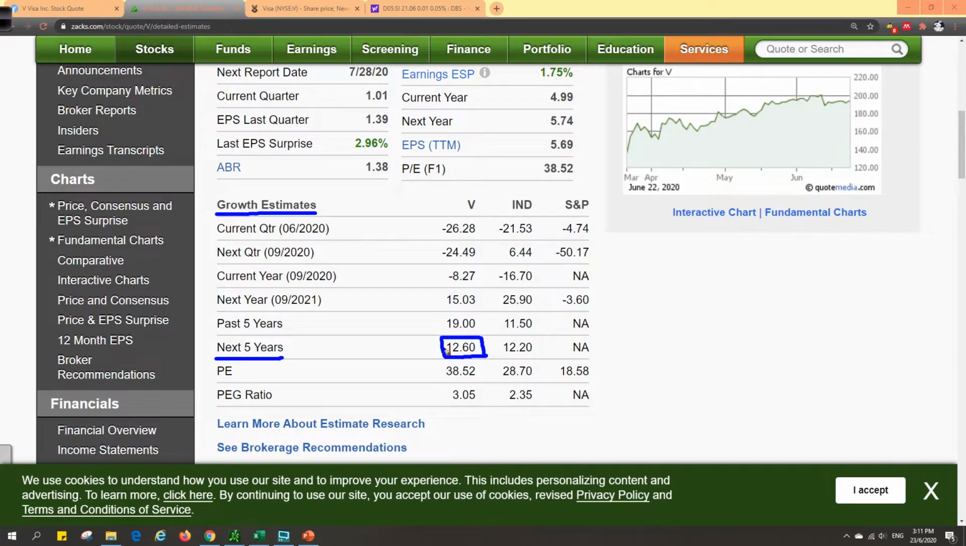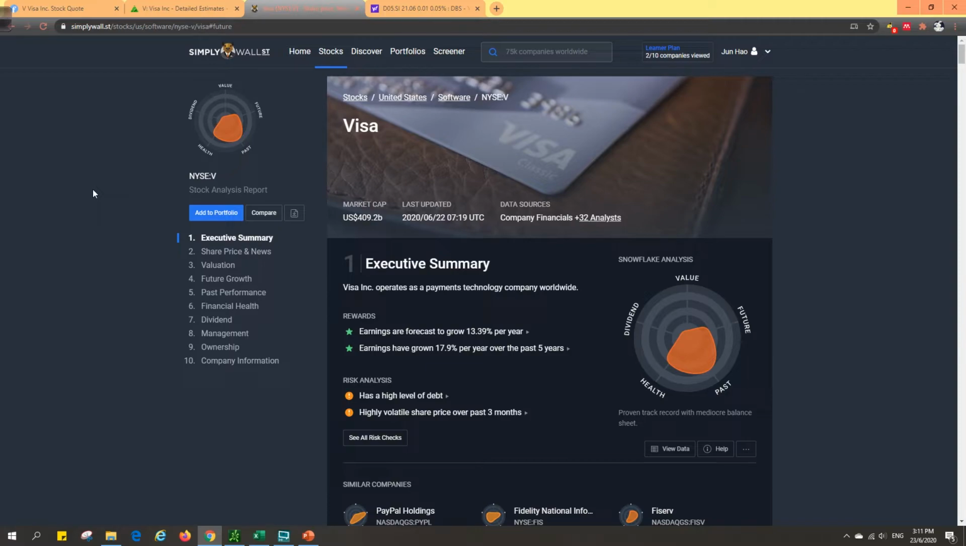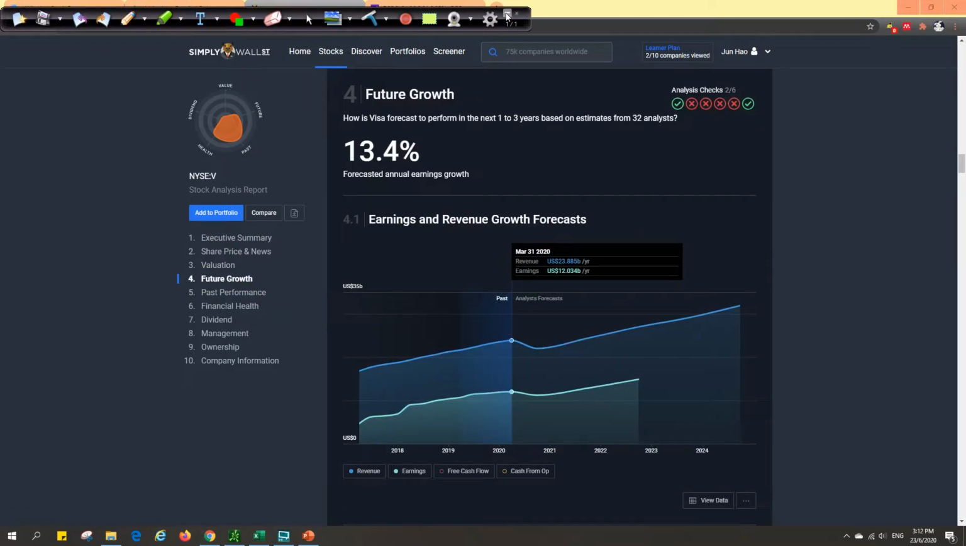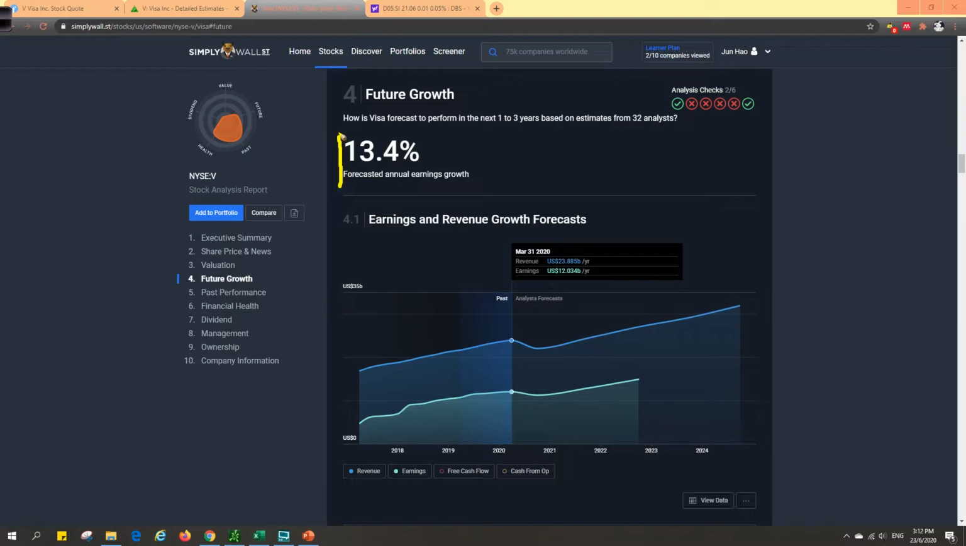The third source of information that I like to use is Simply Wall Street. For this website, you will have to create an account. And once again, just key in the ticker symbol of the stock that you would like to look up, and then go under their fourth section, Future Growth. If we click to fast forward to that section, you can see that they likewise have their own model of projecting the growth rate, and they arrive at a forecasted annual earnings growth of 13.4%. Now, for Simply Wall Street, take note that their growth rate is projected for the next 3 years, instead of the next 5 years that we are so familiar with from the other websites.